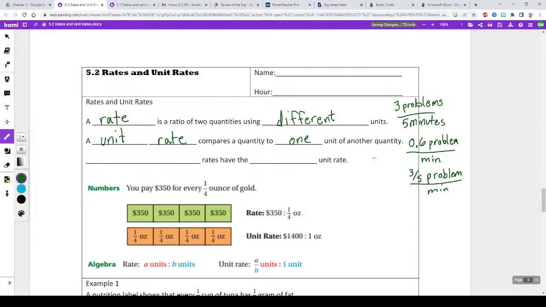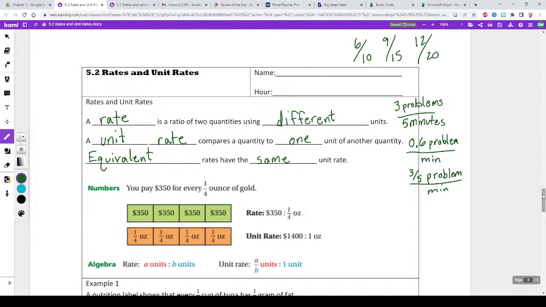So speaking of the same, we have what's known as equivalent rates. And equivalent rates have the same unit rate. So we see that these two are the same unit rate, just written differently. We look at 3 problems per 5 minutes. Well, we could go 6 problems every 10 minutes, or 9 problems every 15 minutes, or 12 problems every 20 minutes, and so on and so forth.